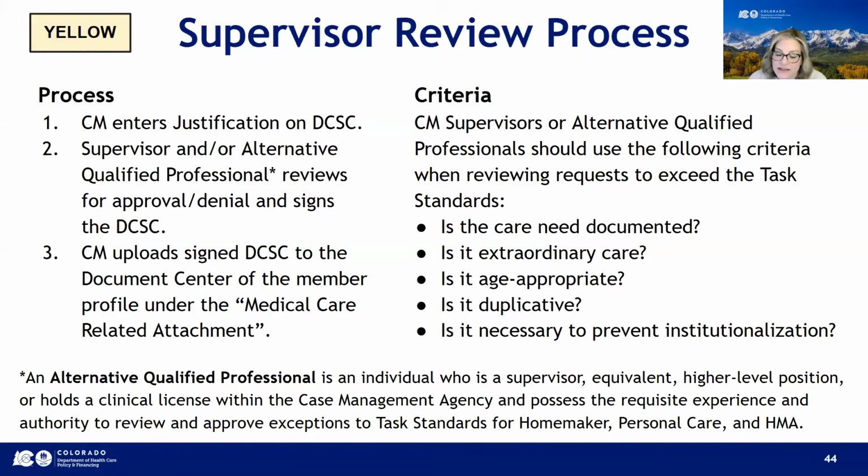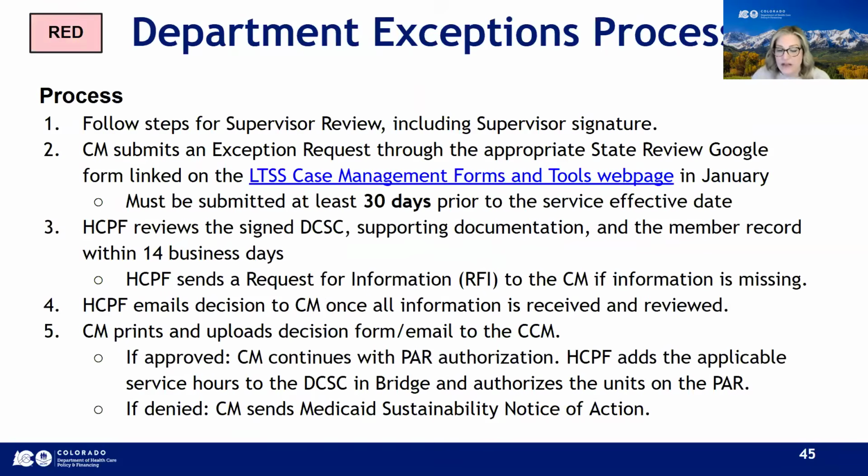If any of the boxes in your direct care service calculator have turned red, you must move on to the state review level. Task level boxes will turn yellow with the exception of protective oversight, which will turn red, along with any service level total box if over the limits. You'll be able to submit state level reviews through the state review Google form, which will be located on the long-term services and supports case management forms and tools page.